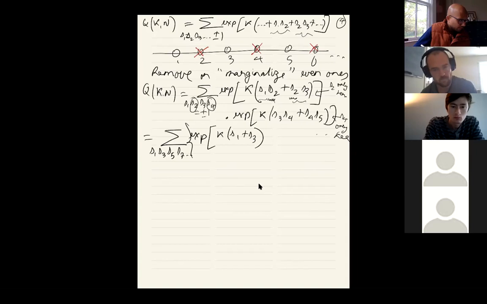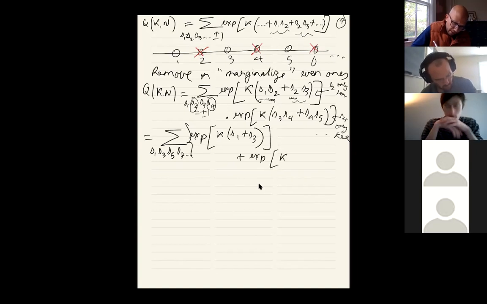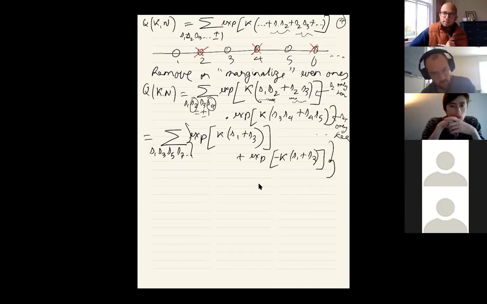I should be careful with my brackets. Plus exp K multiplied by S1 plus S3, but now S2 takes a minus sign, right? This is just this term, which goes over here, okay?